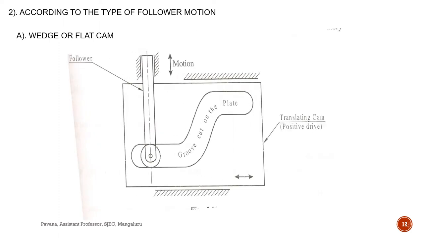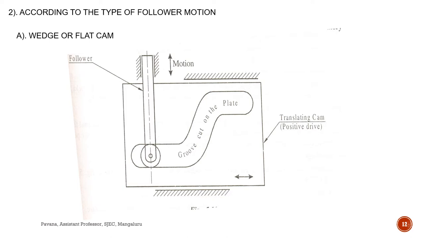Next, according to type of follower motion, we have wedge or flat cam. So this is one of the linear cam, wedge or flat cam, which is a linear cam. A linear cam is illustrated here. Okay, this type of cam is formed on a translated block always. A groove is cut into a block. The distance that varies from plane of translation.